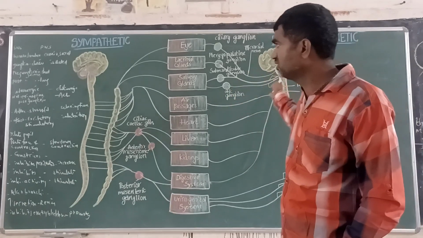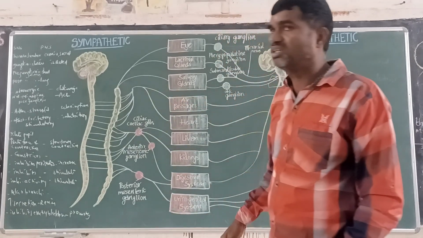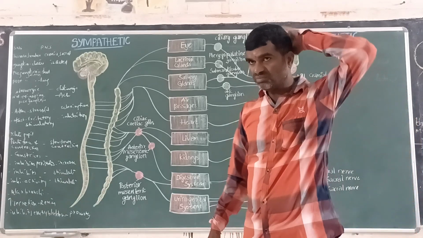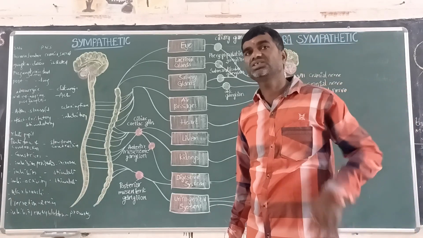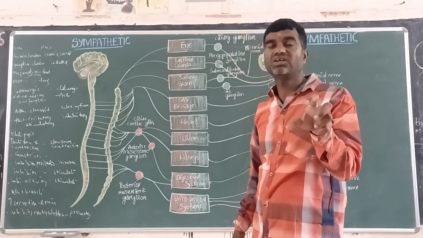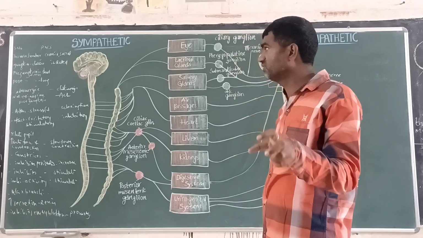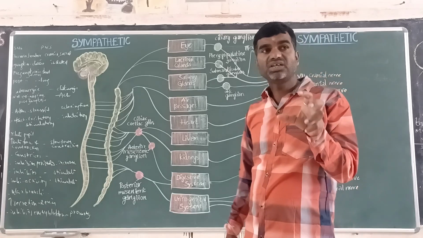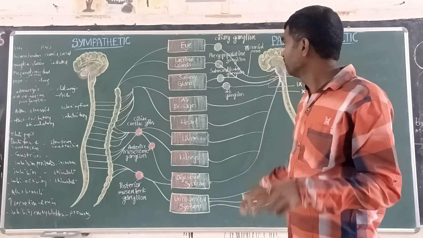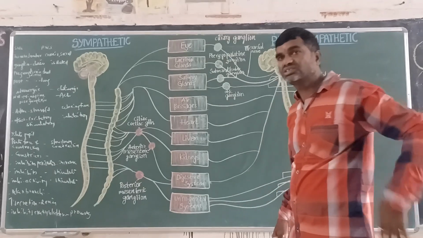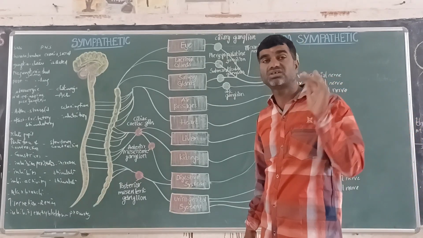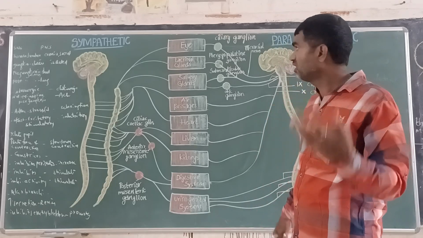The parasympathetic neuron is present in the cranial region and the sacral region. The cranium part, and it is extending into the sacral region. So that's why the parasympathetic nervous system is called the craniosacral outflow. The cranial region extends up to the sacral part of the body. That's why it is called the craniosacral outflow.